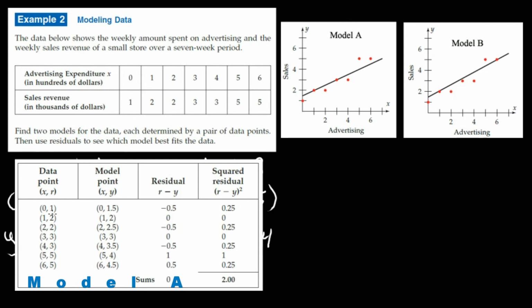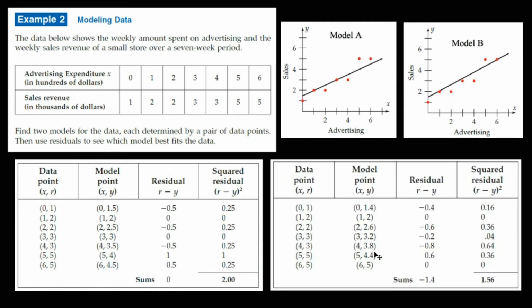And the distance between our data point and the point on the line is called a residual. Notice there are 3 residuals that are negative. That means we have 3 points over here that are below the line, and we have 2 residuals that are positive, representing these residuals above the line. The sum of the residuals is 0, and when we square the residuals, the sum is 2.